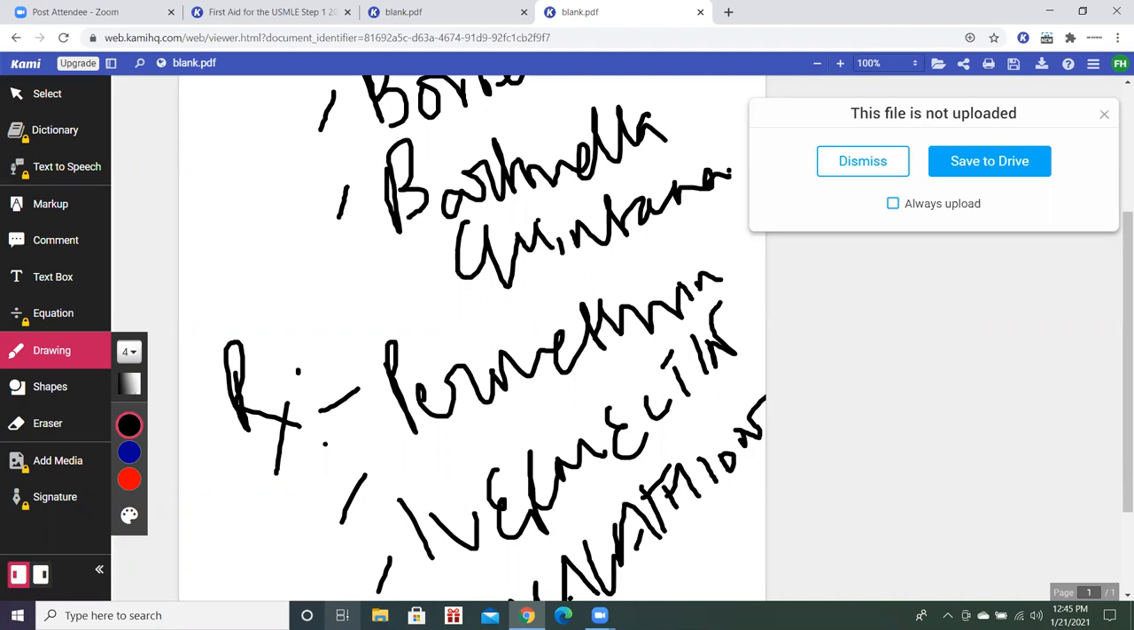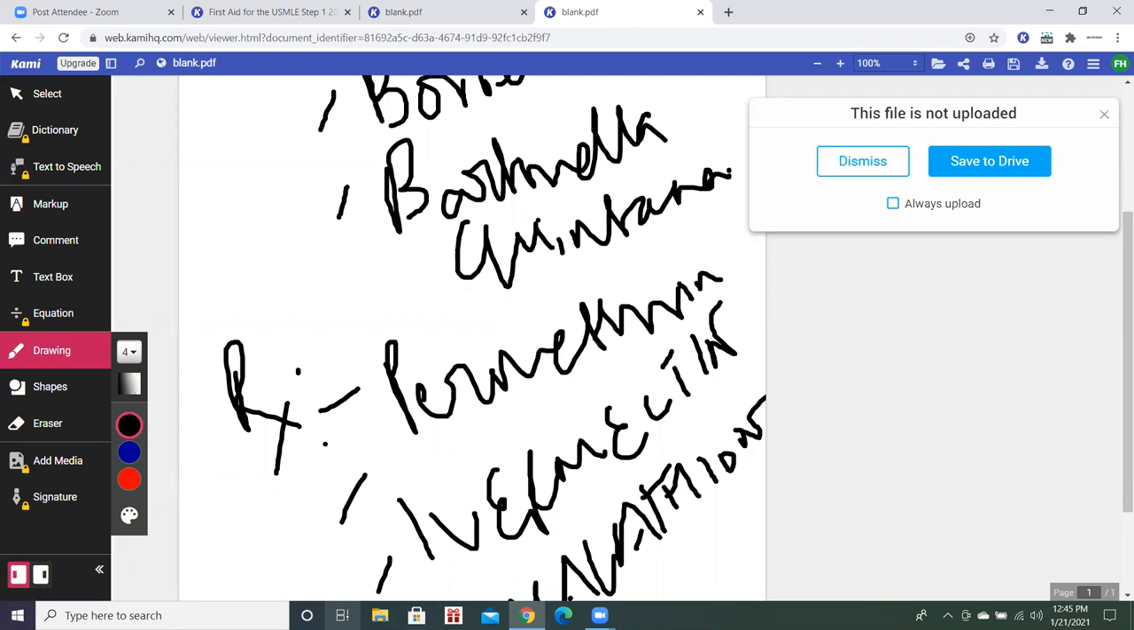Okay, which organism can cause parasites in the eye that move? Parasites in the eyes that move, worm in the eye. Which one can cause blindness?